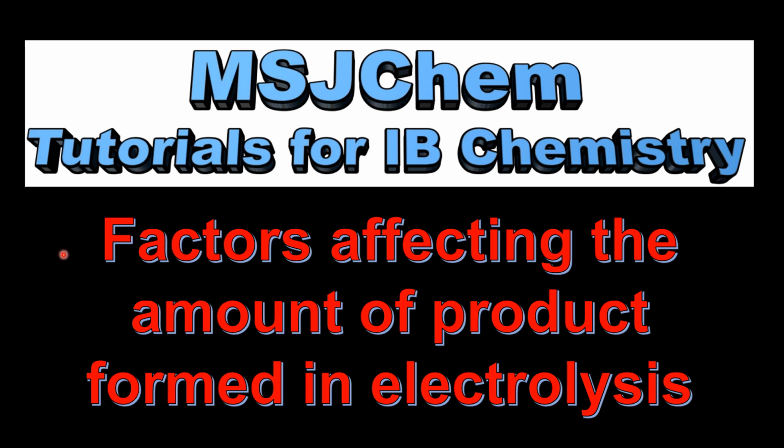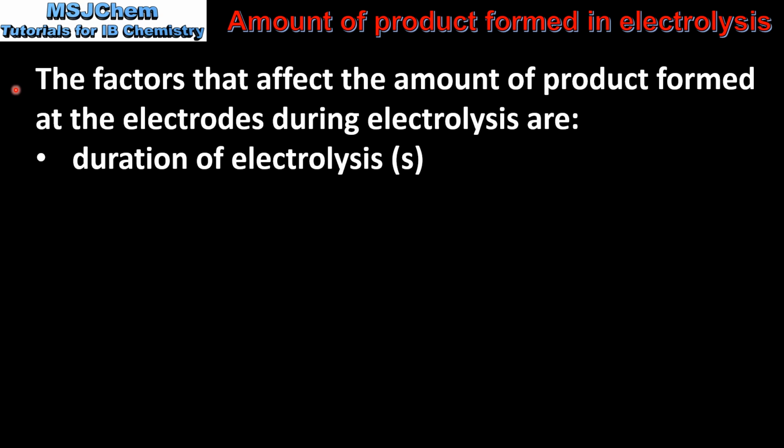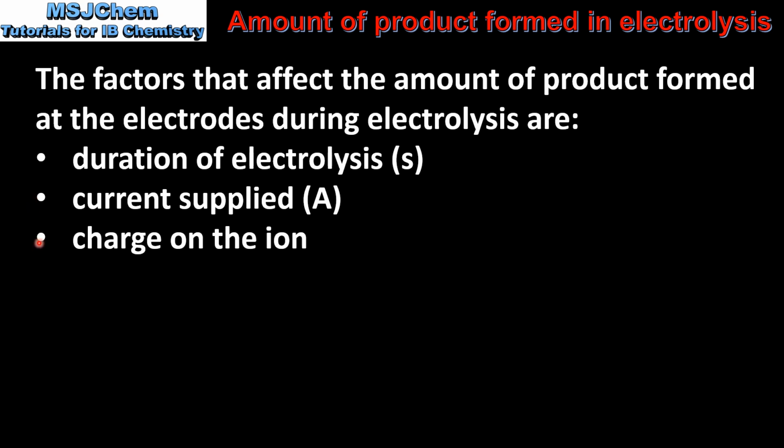This is MSJ Chem. In this video, I'll be looking at the factors affecting the amount of product formed in electrolysis. We'll start by looking at the factors that affect the amount of product formed at the electrodes during electrolysis. They are the duration of the electrolysis in seconds, the current supplied in amps, and the charge on the ion.